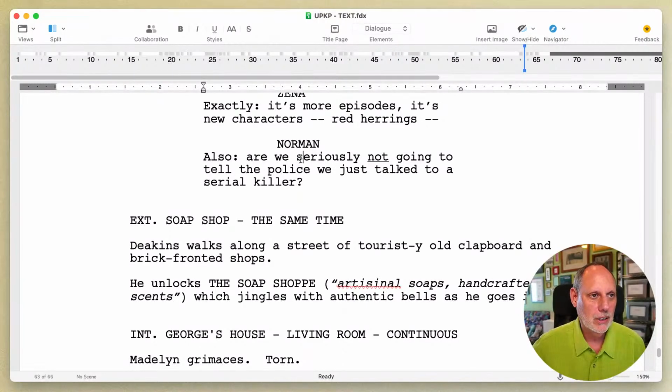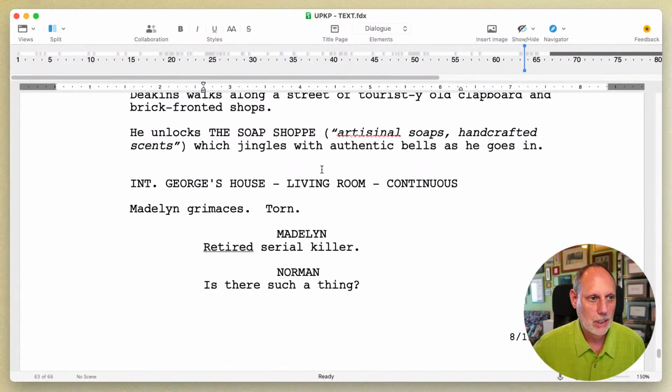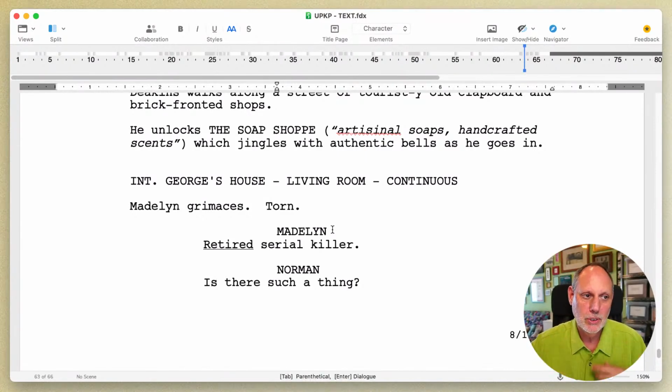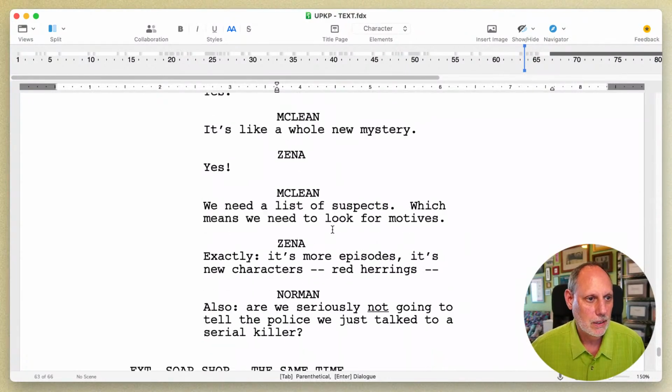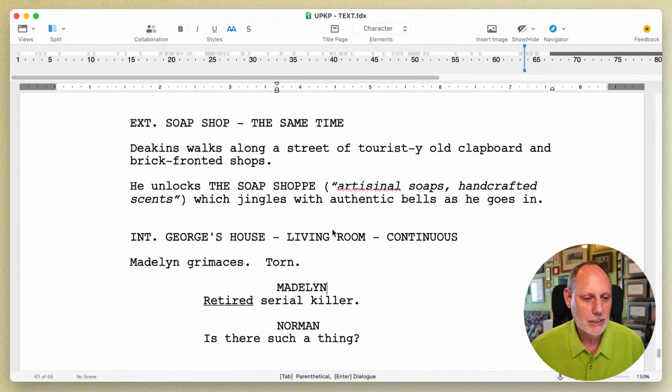Also, are we seriously not going to tell the police we just talked to a serial killer? And then Madeline saying retired, because is there such a thing? Yeah, it's better if it's Norman. Norman has to step up.